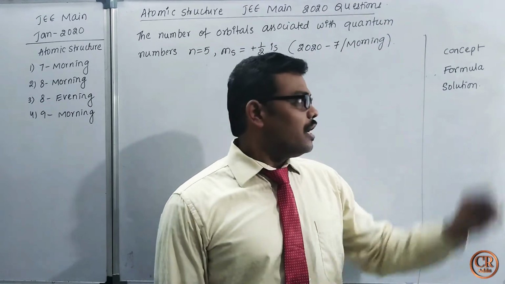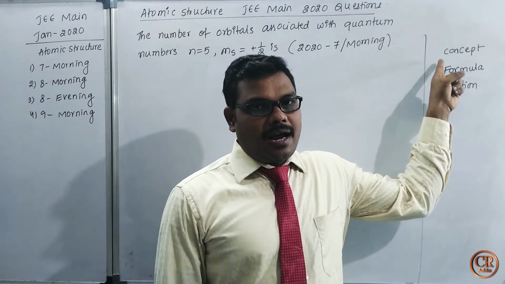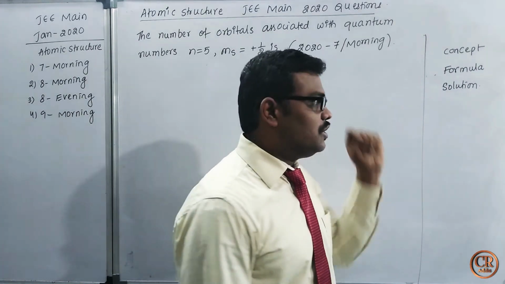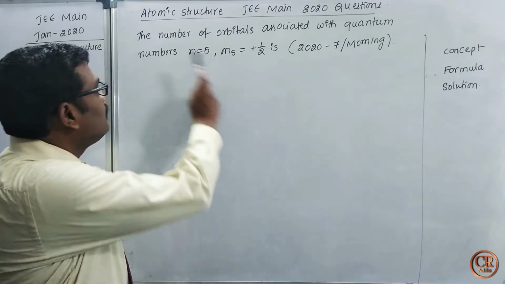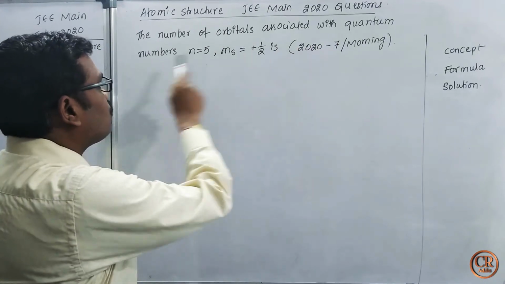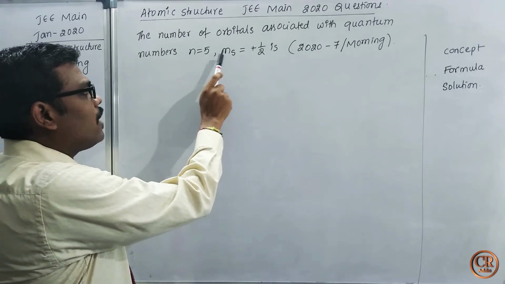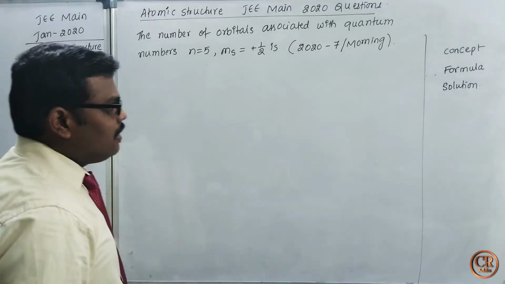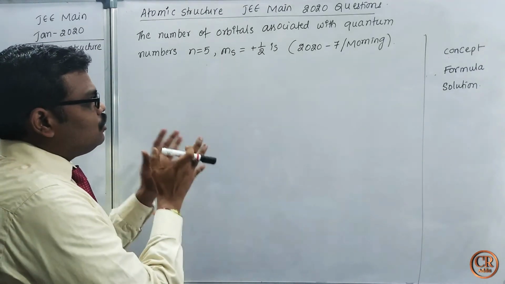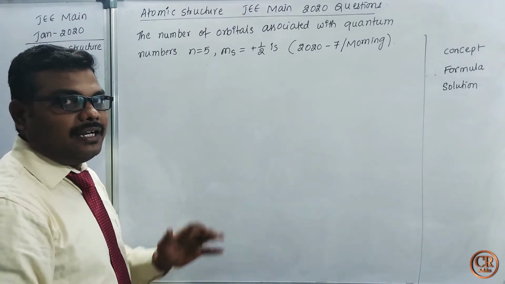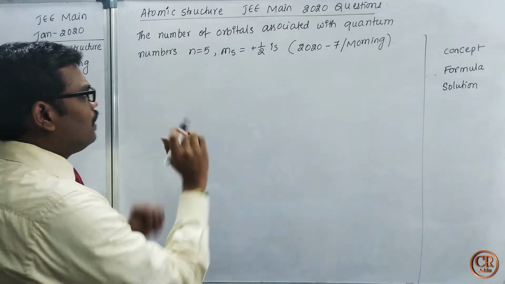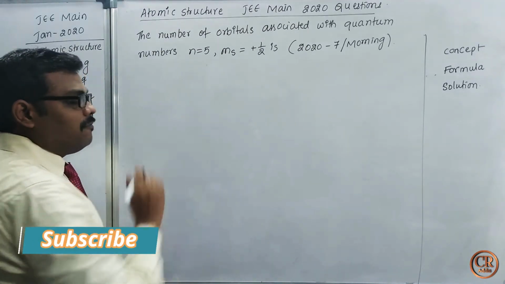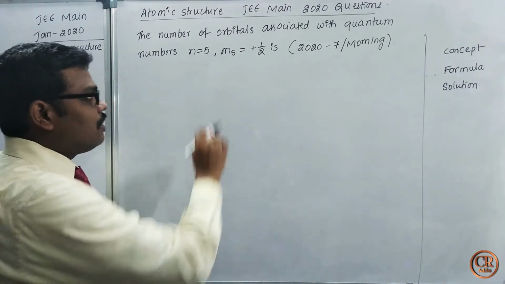For each and every question, I am going to cover the suitable concept, the suitable formula, and the solution. Let's start this session with the first question in atomic structure: the number of orbitals associated with the quantum numbers n is equal to 5, ms is equal to plus half. To solve any problem, the words and data given are important. First we have to understand the data given in the question. It is a very simple question, and finally I will tell you one trick to solve this problem also. But first I would like to explain the concept related to this question.